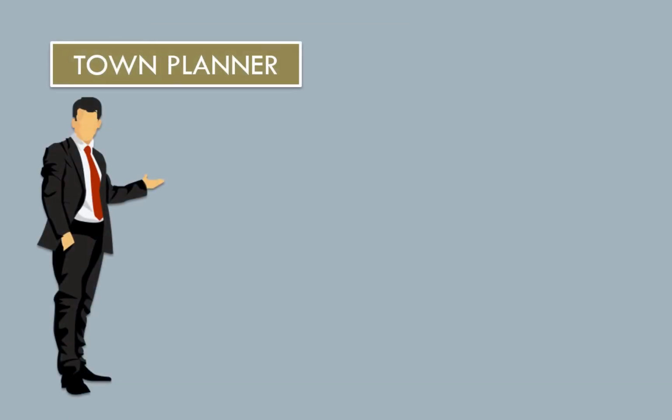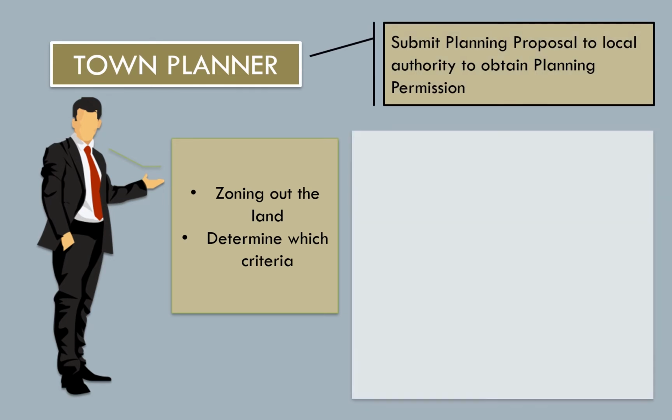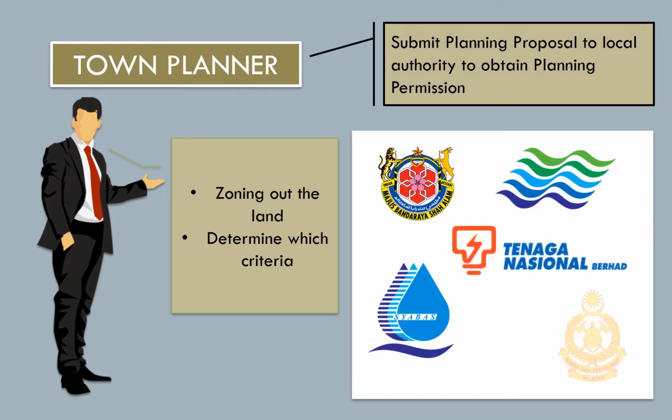As a town planner, I will start zoning out the land to make sure the construction is in the residential area. I will also submit a planning proposal to the local authority to obtain planning permission.